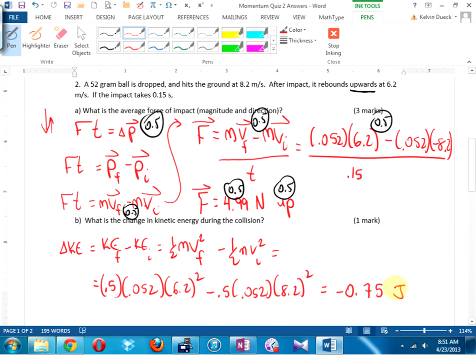A direction? No. An energy loss. The ball lost energy. I thought, Mr. Dueck, I thought energy was conserved. Total energy is conserved. Kinetic energy isn't conserved. In fact, I can tell you where that 0.75 joules went.